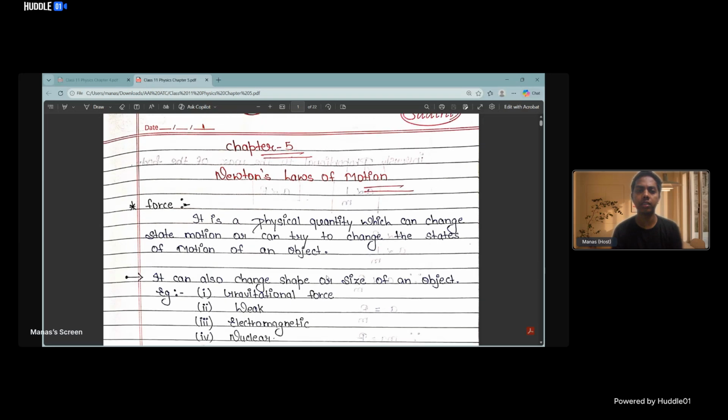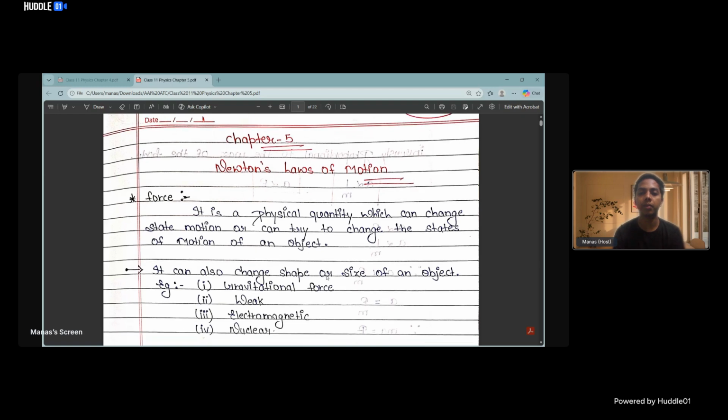Today we'll start Newton's laws of motion. This chapter is classical physics, and it is the base of mechanics. So we'll have to cover this chapter carefully.